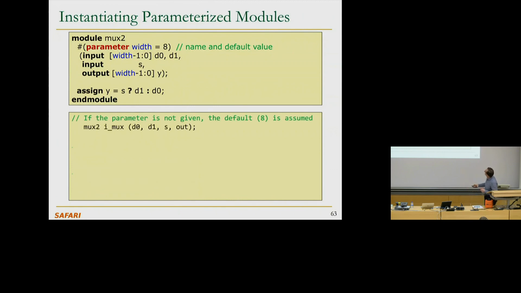If you use the default parameter, you don't need to specify the parameter. If you want to have a 2-input mux, where each input is 12 bits, this is how you instantiate it. It's a bit cumbersome, but that's the syntax Verilog folks chose. Basically, it's a 12-input mux. No, not a 12-input mux. It's a 2-input mux with 12-bit inputs.